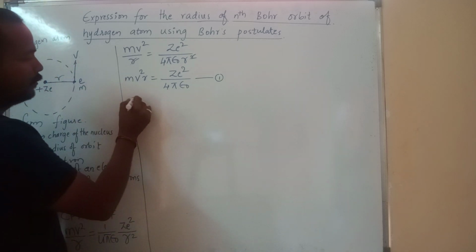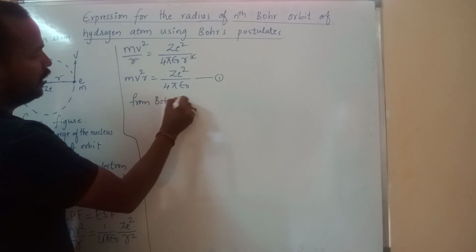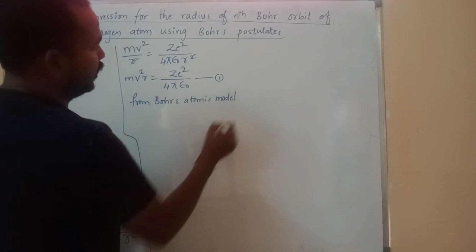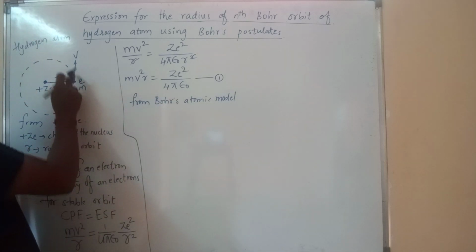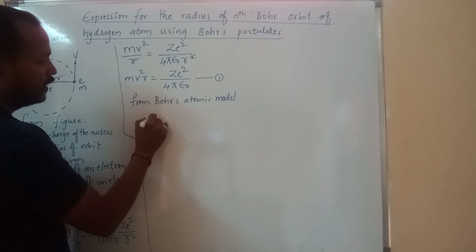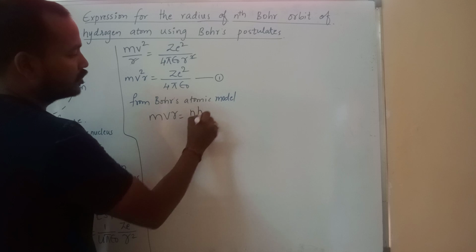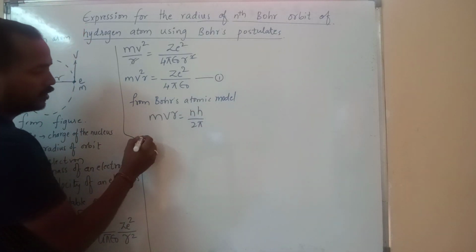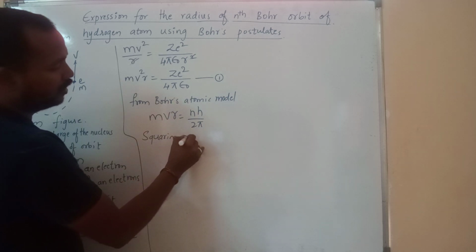Next, from Bohr's atomic model, the second postulate says that if an electron is revolving in an orbit, it has an angular momentum. That angular momentum is given by mvr, which is equal to nh by 2 pi. We know this one, right? Now squaring on both sides.